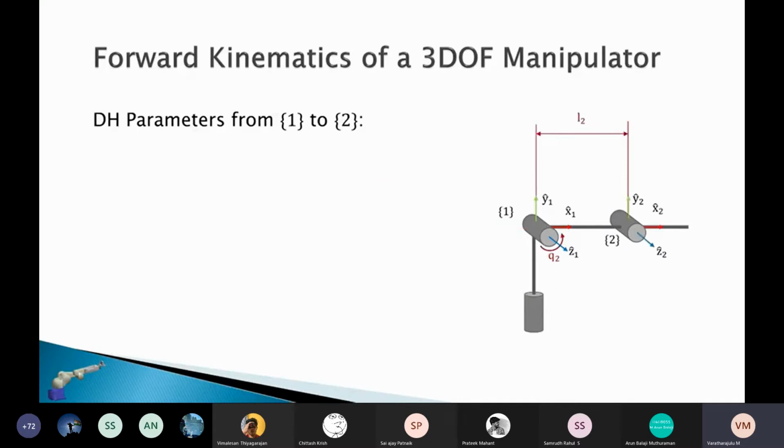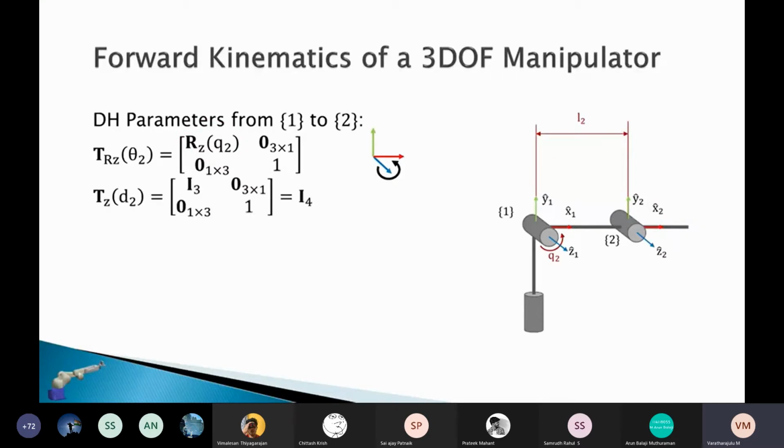Now, we want to get from frame 1 to 2. So again, we have a revolute joint and we rotate about the z-axis. So this is our variable q2 about the z-axis z1. So we just substitute q2 into a z rotation matrix. Then the next would be a translation about the z-axis, but you can see that these are not offset in z. So therefore, we have 0.